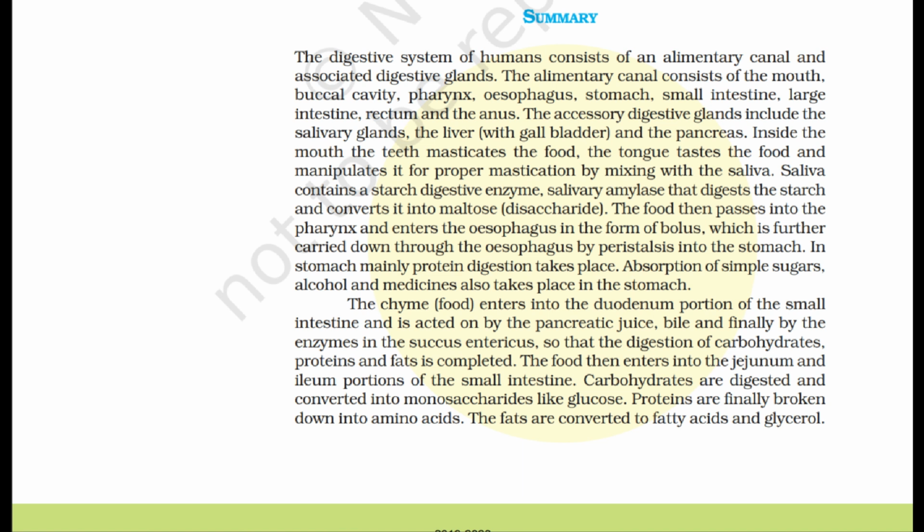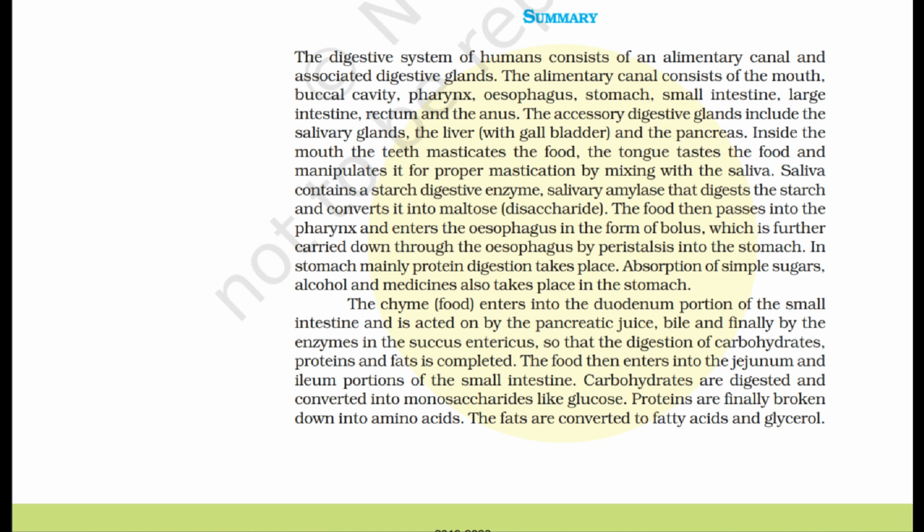Inside the mouth, the teeth masticate the food, and the tongue tastes the food and manipulates it for proper mastication by mixing with the saliva. Saliva contains a starch digestive enzyme, salivary amylase, that digests the starch and converts it into maltose disaccharide. The food then passes into the pharynx and enters the oesophagus in the form of bolus, which is further carried down through the oesophagus by peristalsis into the stomach.